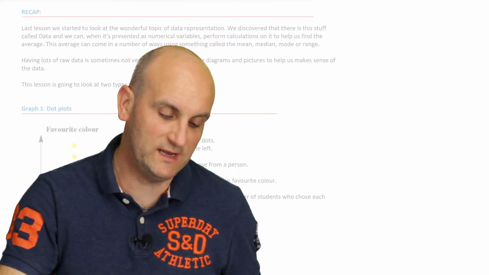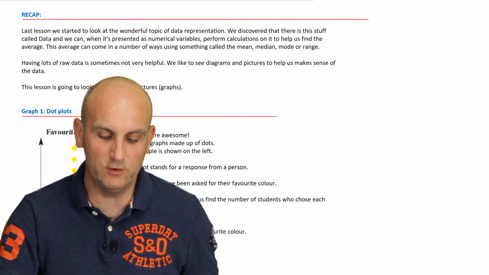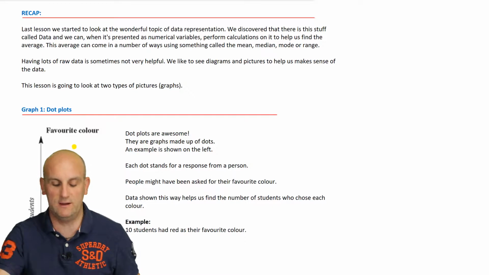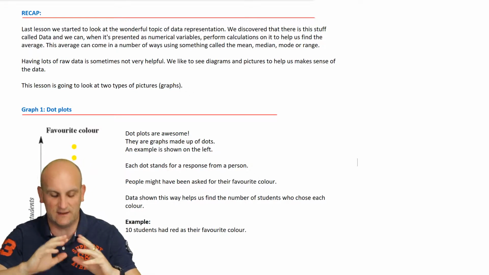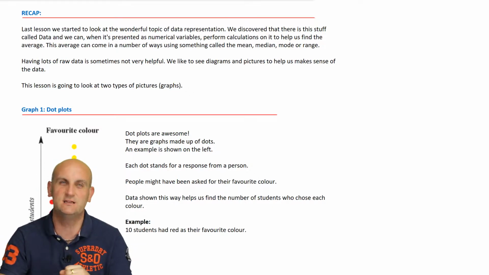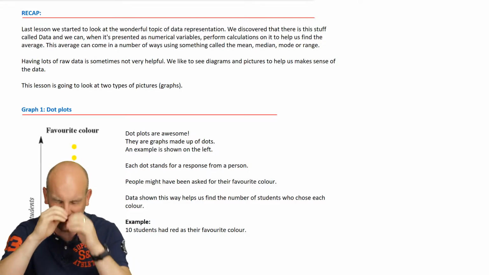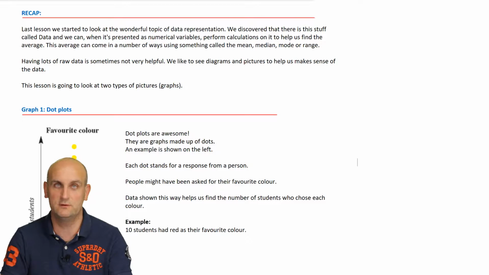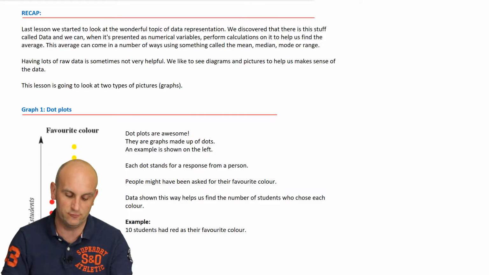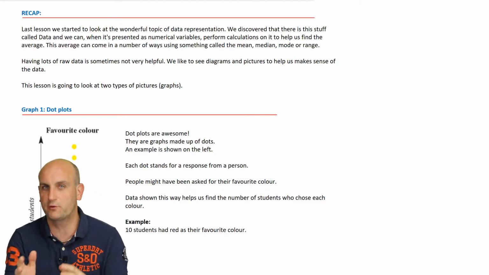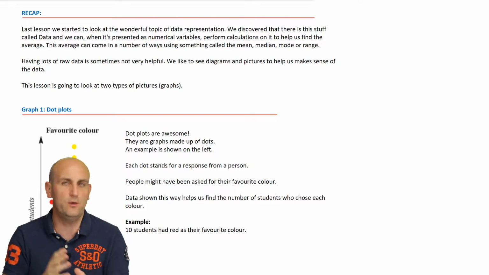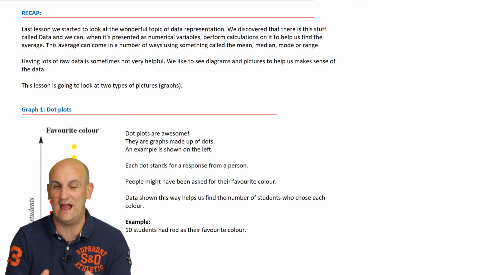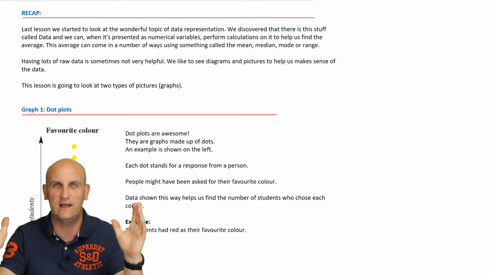Now, in our previous videos, if you have been watching along, we've looked at the wonderful world of data representation. We've discovered that there's this stuff called data, and it can be presented as numerical data. It's all so exciting. And we did calculations. The last video looked at mean, median, mode, and range. And we decided that three of those were different ways of finding what we call the average. Now, the range tells us how spread out the data is.